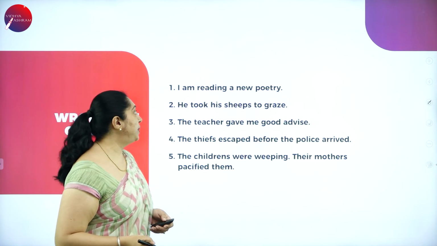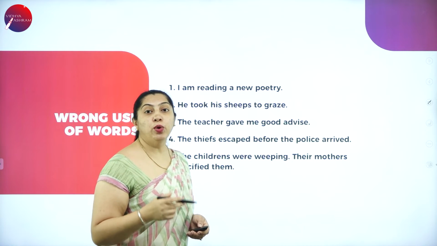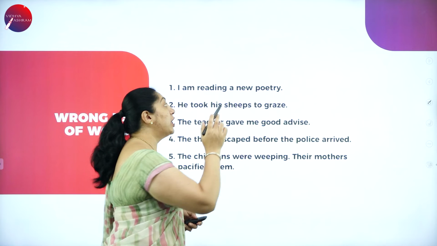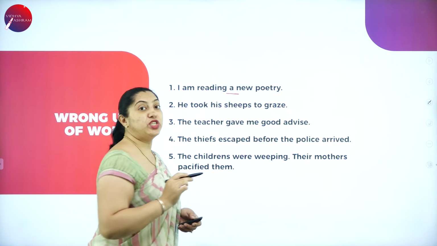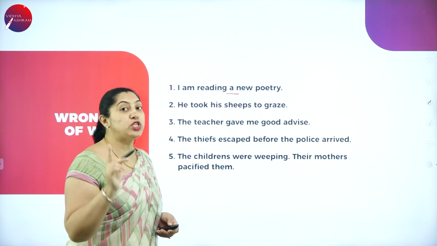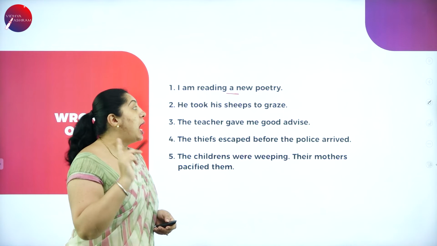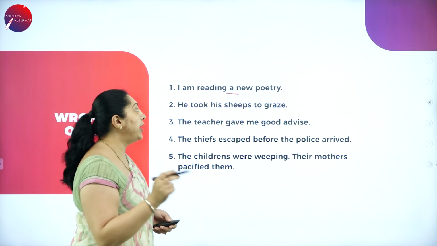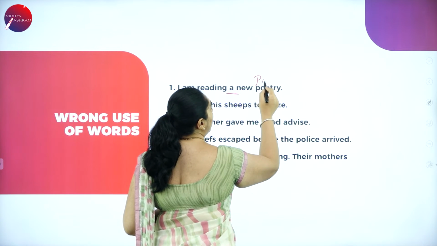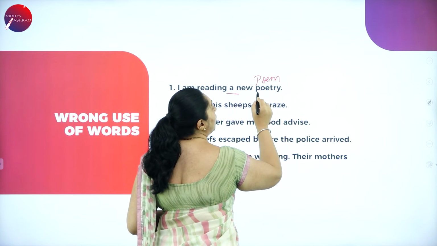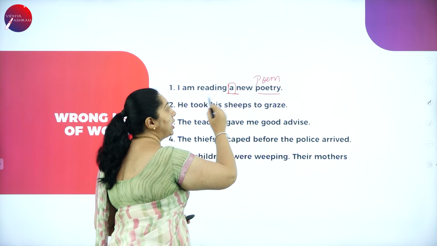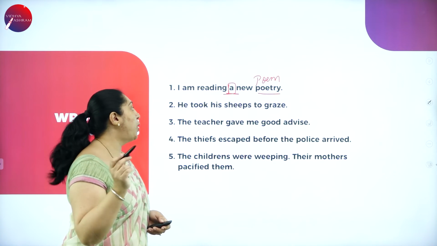Let's see the examples. I'm reading a new poetry. Here it is mentioned a new. It means to say that it is singular, one. He can read only one book or one poem. I'm reading a new poem. It is not poetry, it is poem. Poetry is plural, and we are speaking about one thing. So it is a poem.